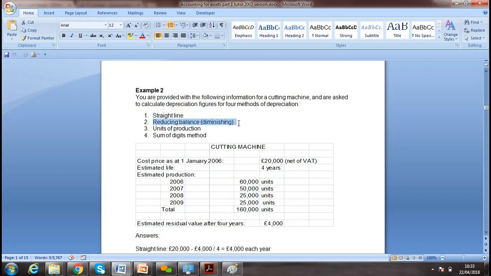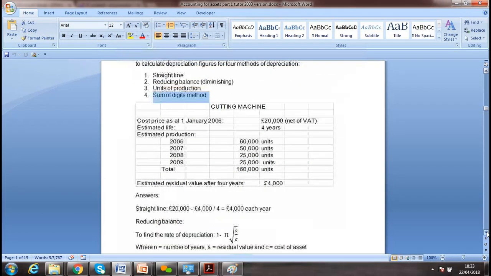Second is called the reducing balance method. We always calculate the depreciation based on the carrying value. Every year the depreciation will vary. The third depreciation type is called the unit of production method. Based on how many units we produce, we can calculate the depreciation. And the fourth is called the sum of digits method. So that we can calculate the depreciation.